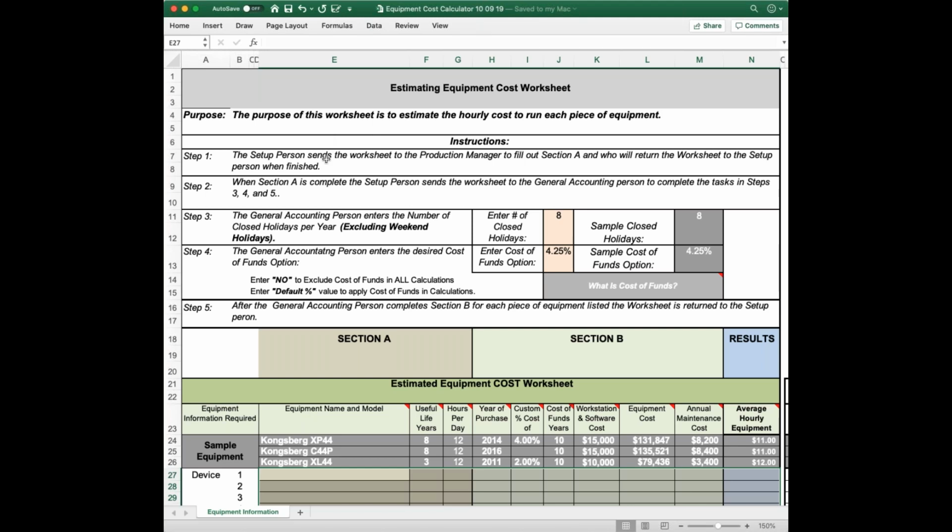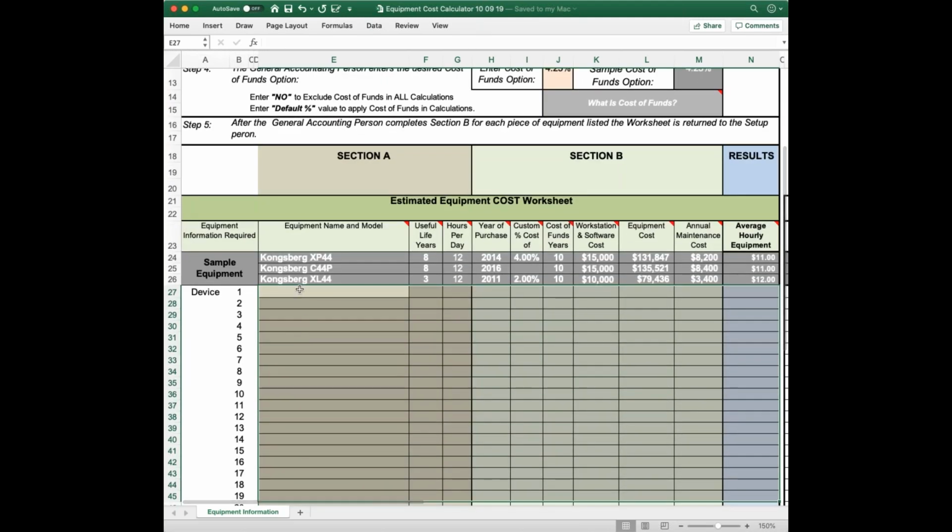And then a series of instructions or steps. So in the case of using the equipment calculator, there are 5 steps involved. Those steps involve the setup person sending this worksheet to the production person, and that production person is going to complete the information in section A. He's going to provide a list of each piece of device that they want, and establish what the hourly rate is.